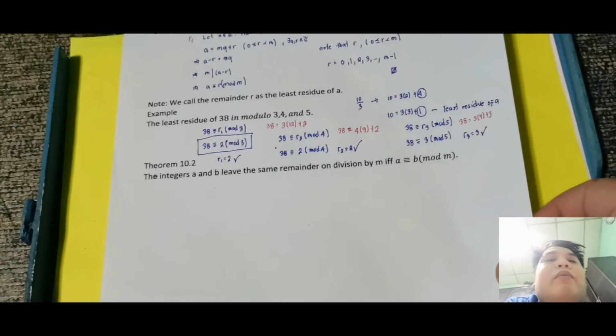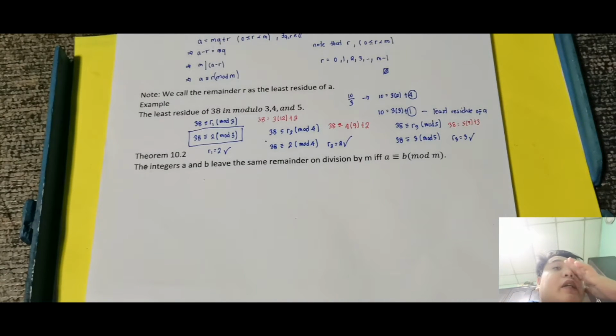Okay, next. Let's have Theorem 10.2. Sabi niya, the integers a and b leave the same remainder on division by m if and only if a is congruent to b modulo m.